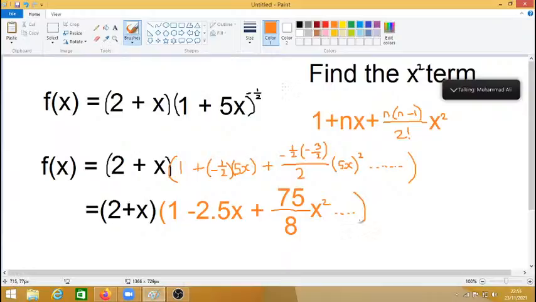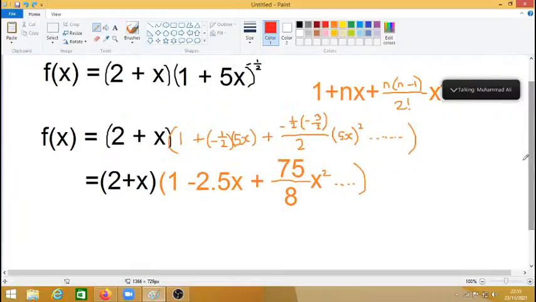So now let's take a look at using that skill that we did practice at the beginning. Can you spot, when I expand this out now, the 2 plus the x in the first bracket with the 1 minus 2.5x plus 75 over 8x squared in the third bracket, what will I end up having as the x squared term? Just give you a few seconds, type it into the chat box if you can.